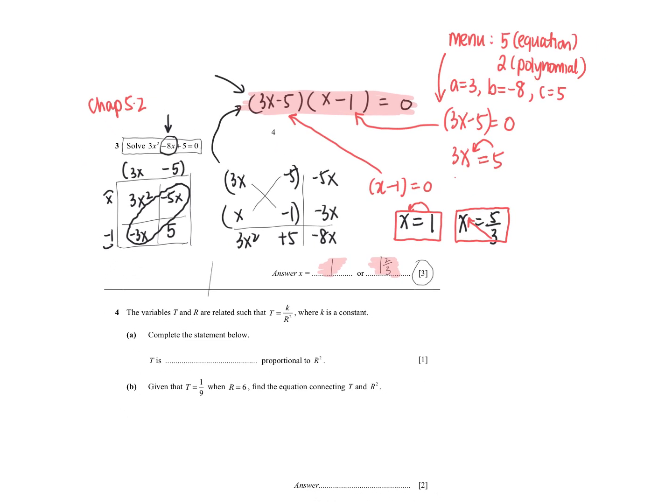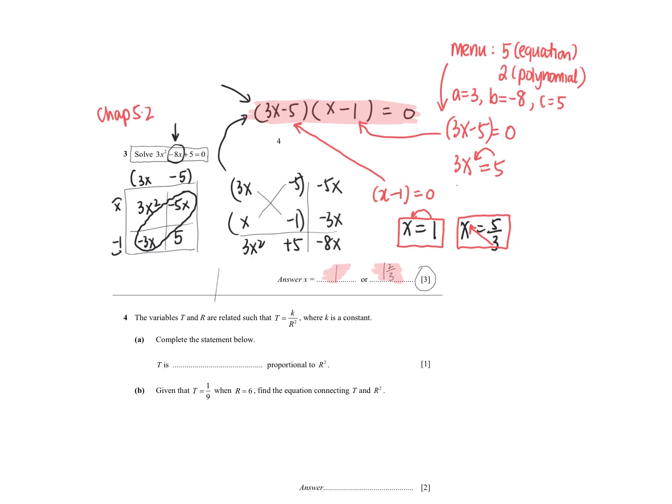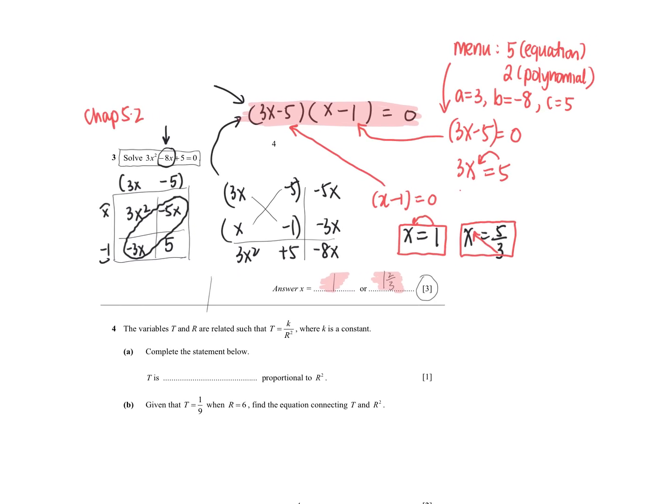Okay, next one. Proportion. They say T is equal to K over R squared. When the T is on top and the R is below, they are inversely. Spell properly, please. Inversely, not indirectly. They are inversely related or inversely proportional. Okay, so it's direct or inverse. Don't have indirectly, I never mark you wrong, but it's inversely.